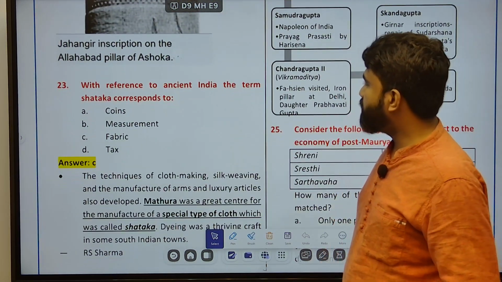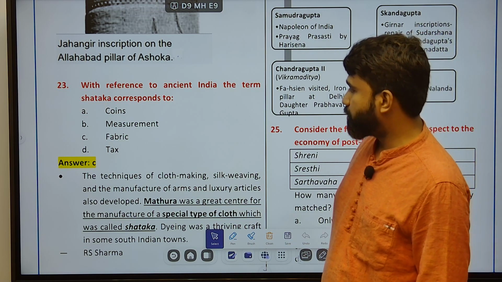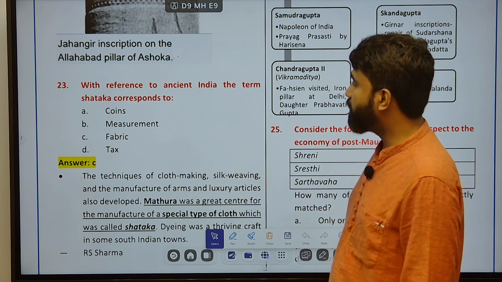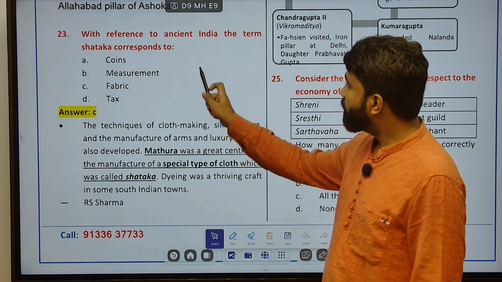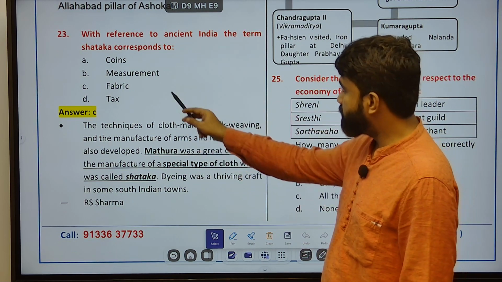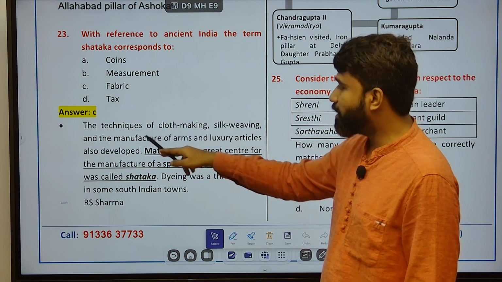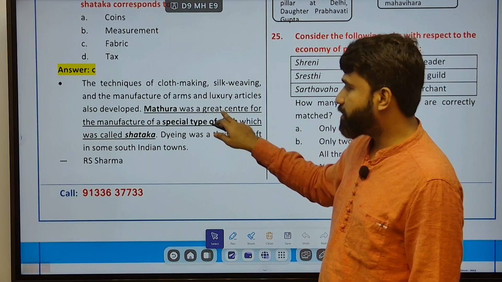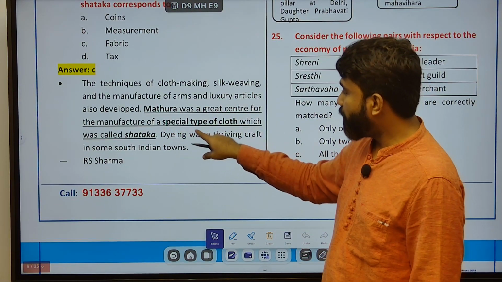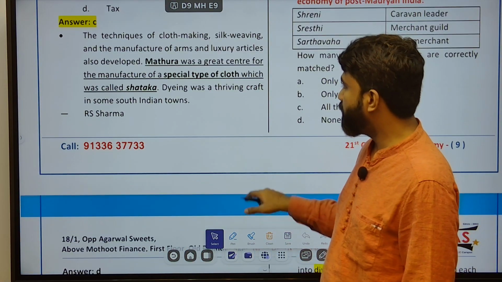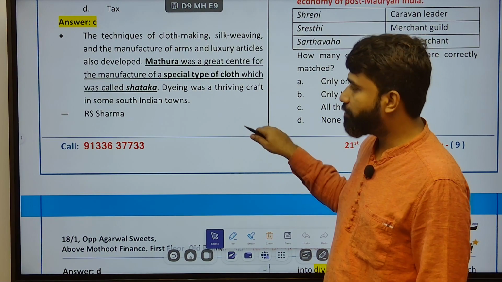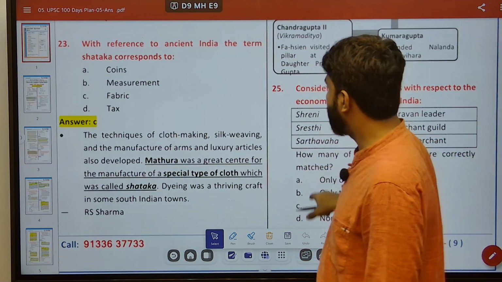With reference to ancient India, the term Shataka corresponds to fabric, the technique of cloth making and silk weaving. Madura was once a great center to manufacture a special type of cloth that is named Shataka in ancient times. Dyeing was also a thriving craft in some parts of southern India.